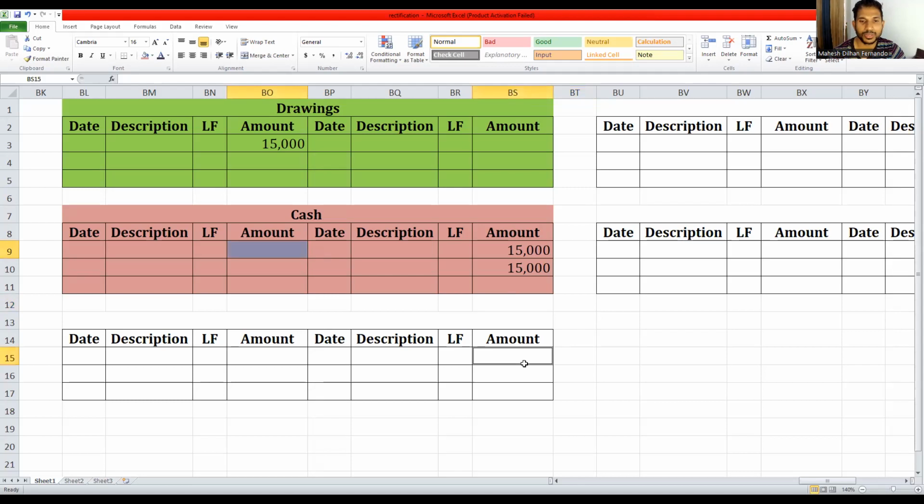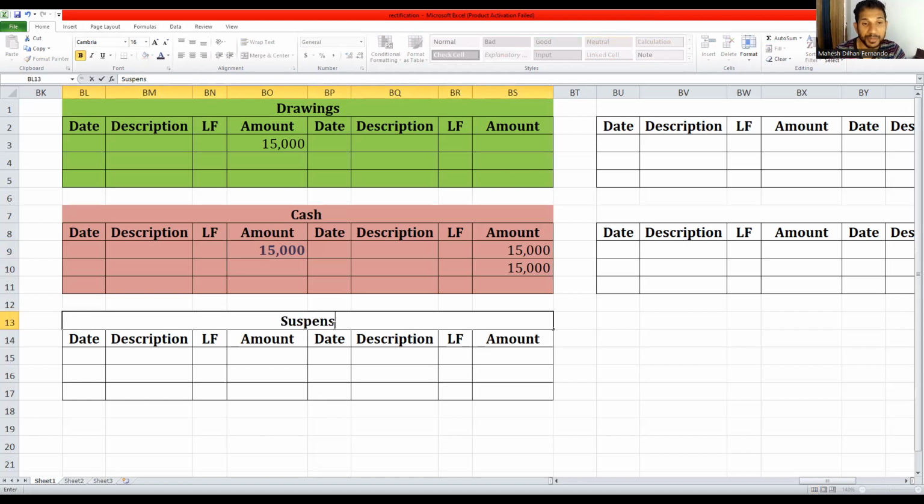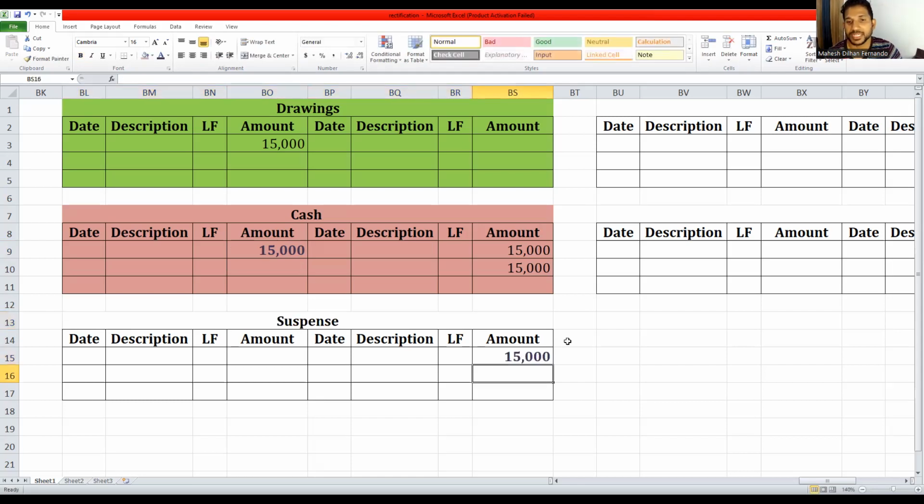Debit the cash account 15,000. Cash debit 15,000. And to complete the double entry system, I have to use that same temporary arrangement. Suspense is required to be credited by 15,000. Is that clear? Cash debit 15, suspense credit 15. Right, easy isn't it?